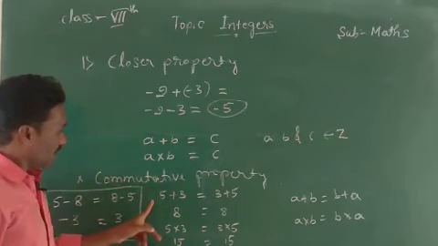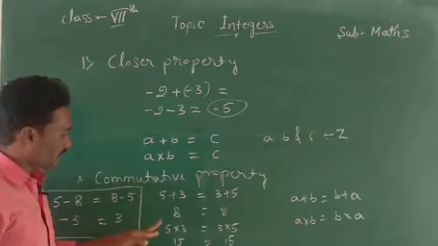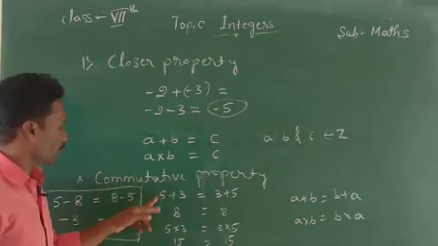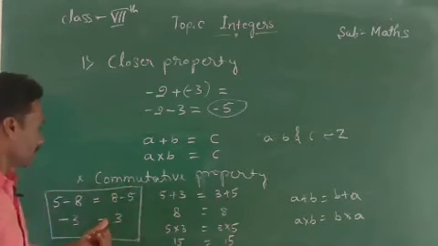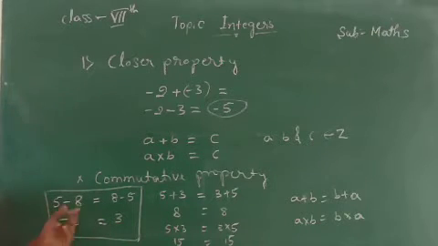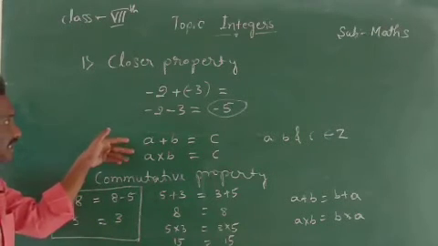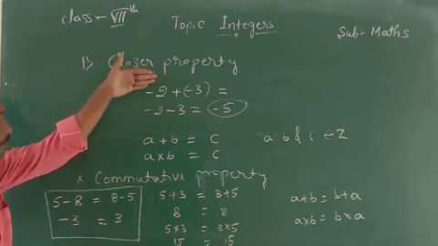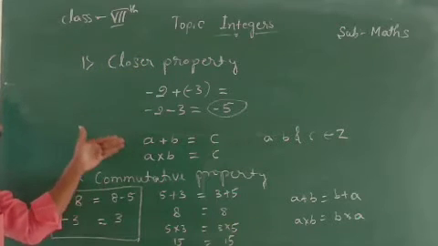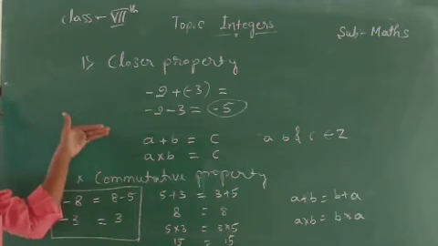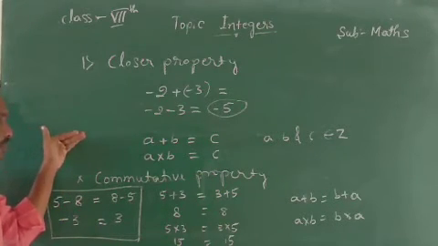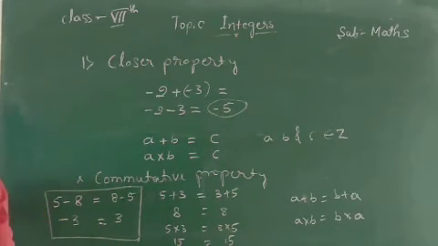Here, in the closure property of addition and the commutative property of addition and multiplication, both are satisfied, but subtraction is not satisfied. In the closure property, addition, subtraction and multiplication all three will be satisfied, but for your topic it is not there, so I left it here.